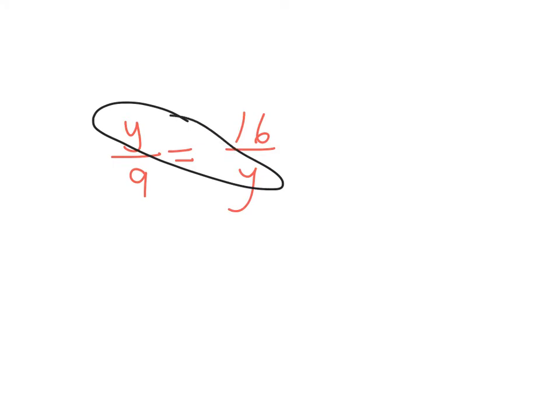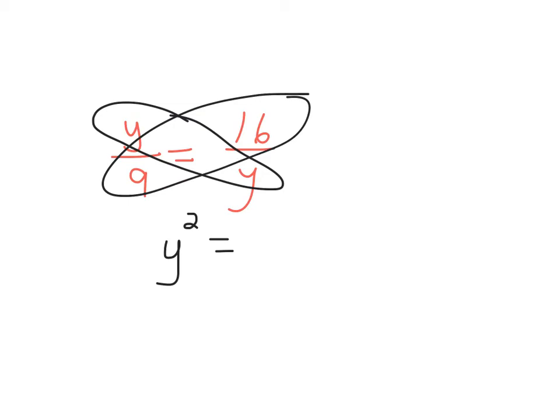Let's say that we have y over 9 equals 16 over y. And again, if you don't have your math facts mastered down to what 9 times 16 is, you might want to grab a calculator, keep it handy. So again, we're going to cross multiply to solve this. So y times y, this time I'm going to go right to what y times y is, and that would be y squared. We set that equal to what 9 times 16 is.